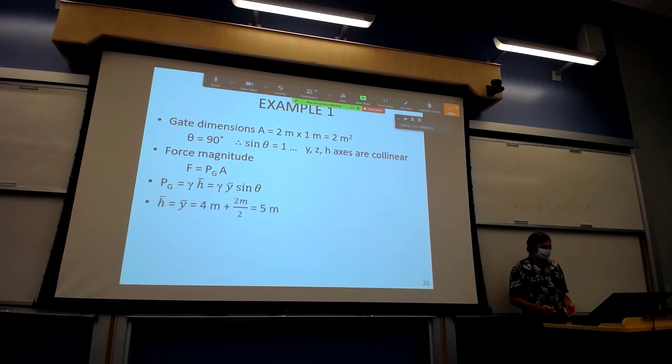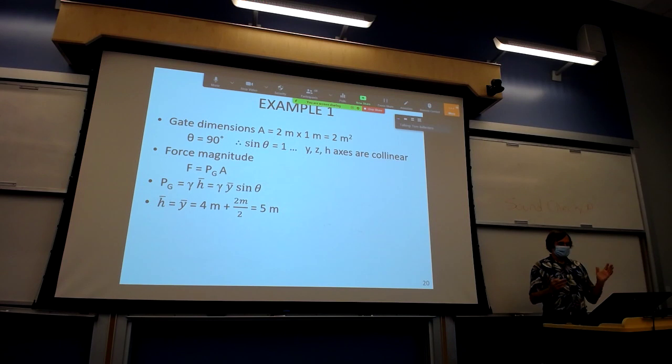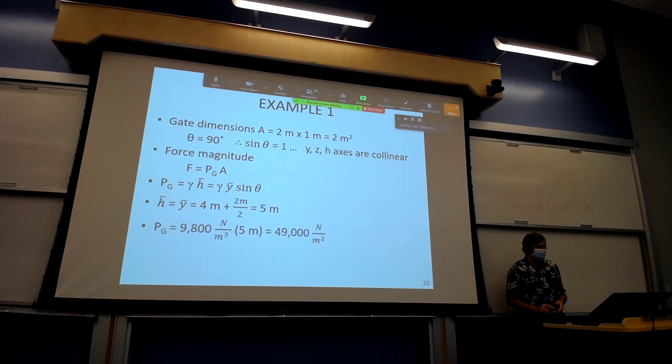So h bar, which is y bar in this case, is 4 meters plus the height, 2 meters over 2, and that gives you 5 meters. And that's what we did when we were looking at the sketch before. We all said it's got to be 5 meters. So now we can calculate the pressure at the center of area.